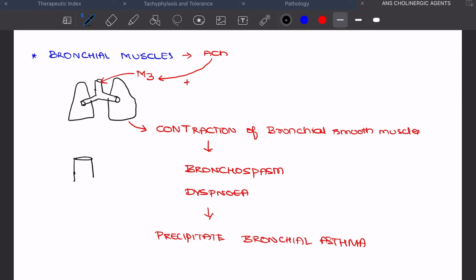So basically, this is the normal diagram. If you see the bronchus here, what is happening after M3 activation? It is going to constrict. So the pipe will become very narrow.